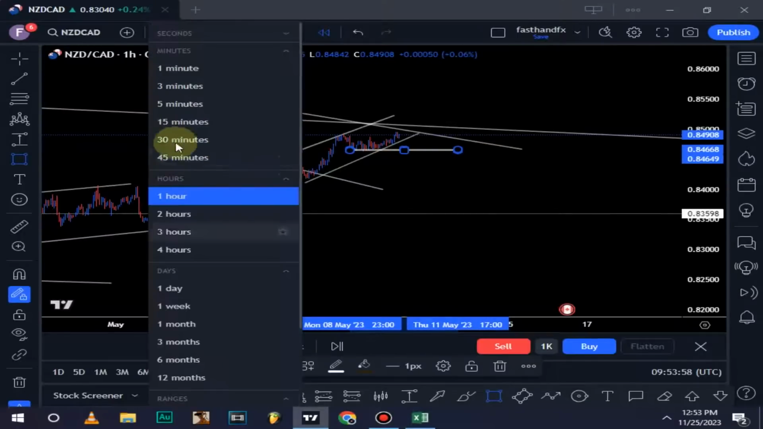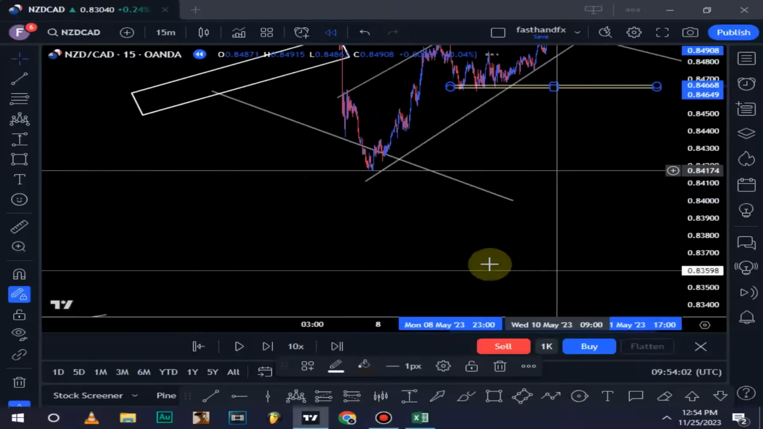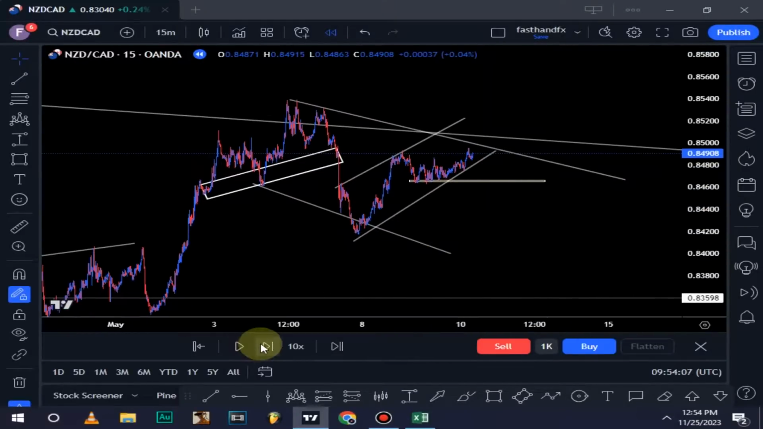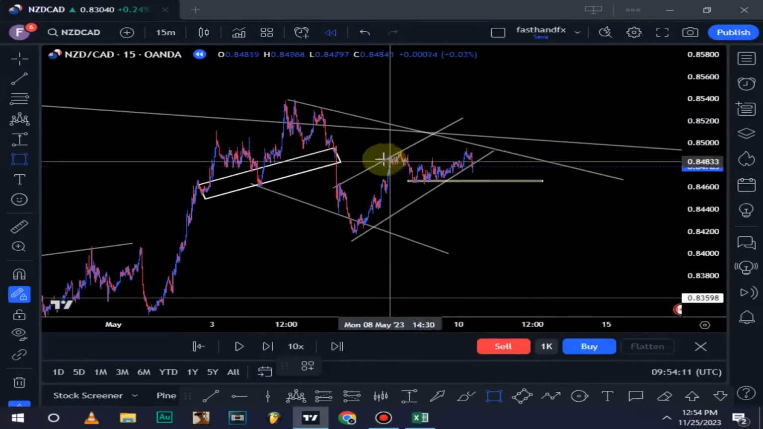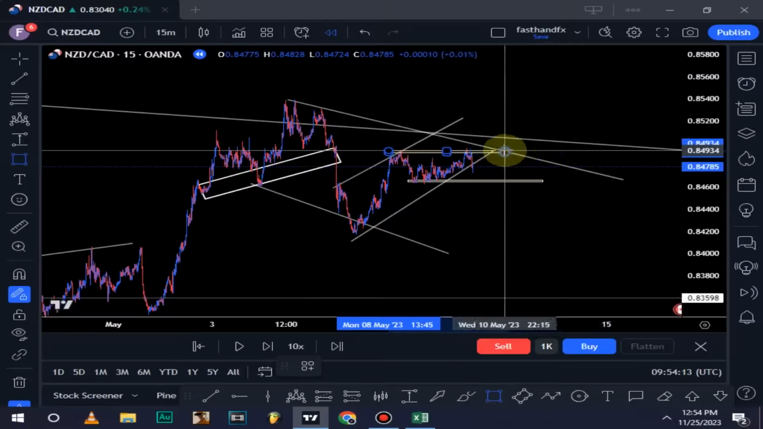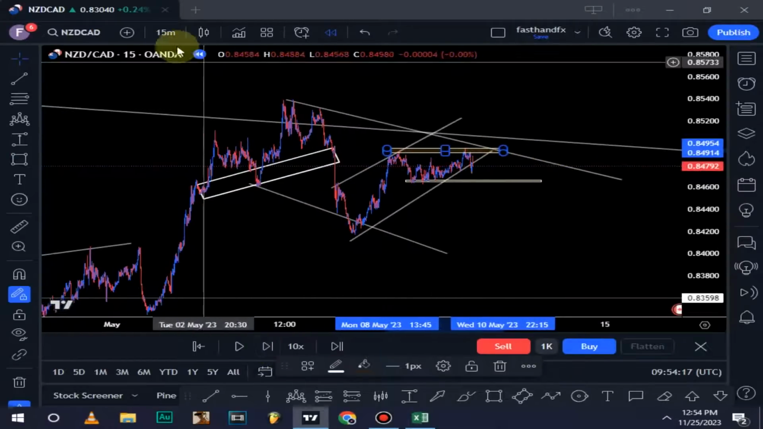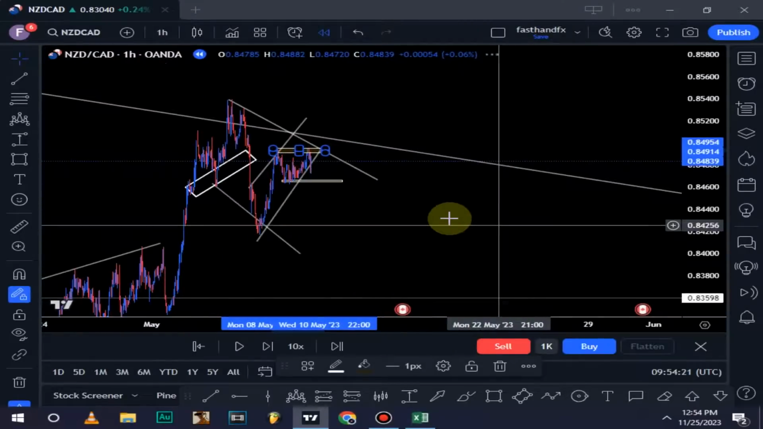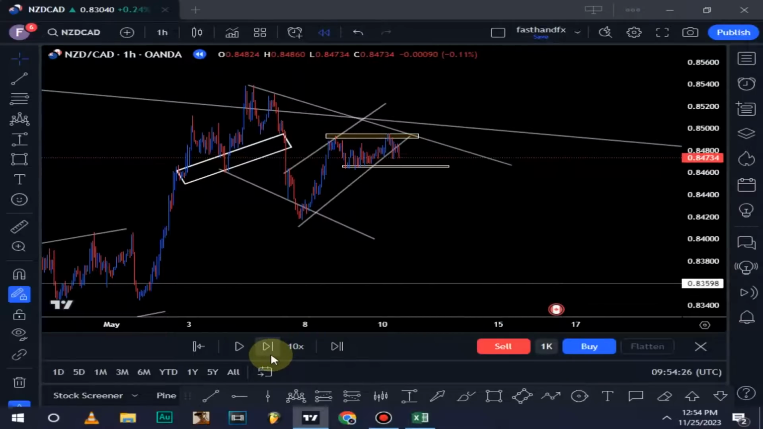Let me see that at the 15. It's crazy. So what did the market do? Probably this is another double top. If you can't see this, then you need to open your eyes. So let's wait for a break at the 1 hour now. Give me that break, baby.